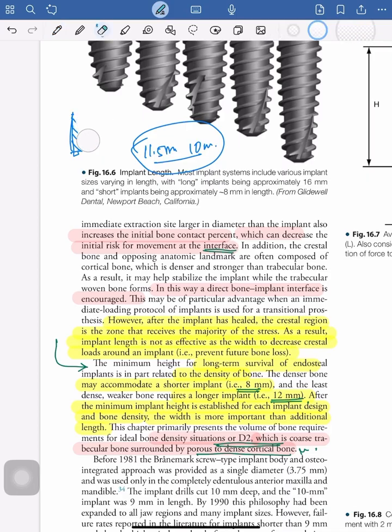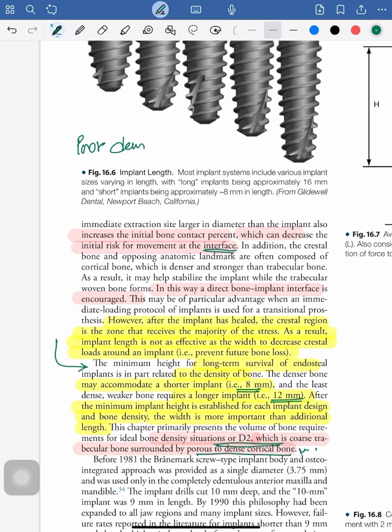Further, longer implants do have an advantage in the case of poor density bone. So if the bone density is poor, you might get some advantage with longer implants.